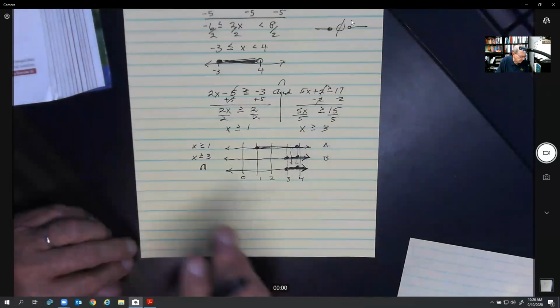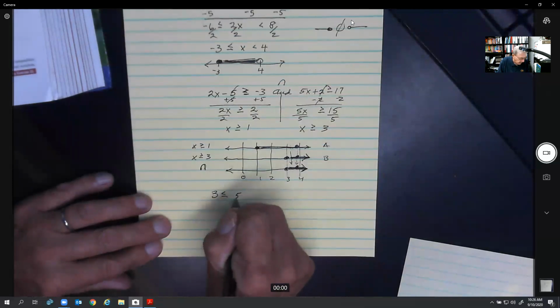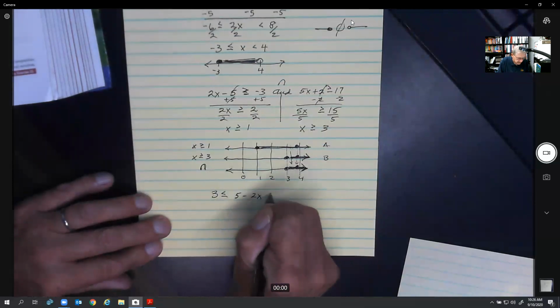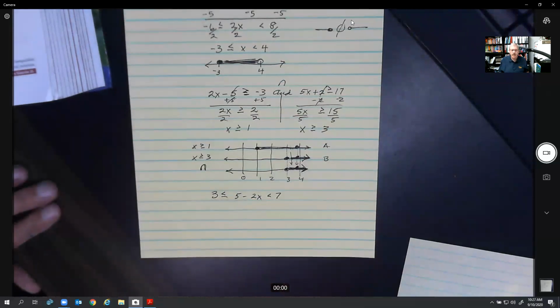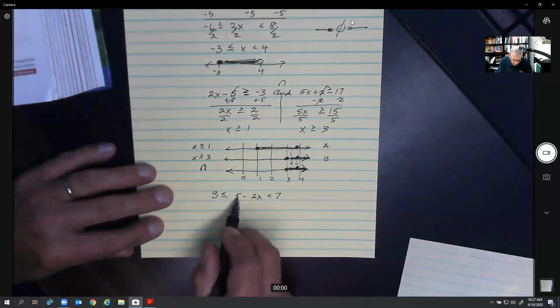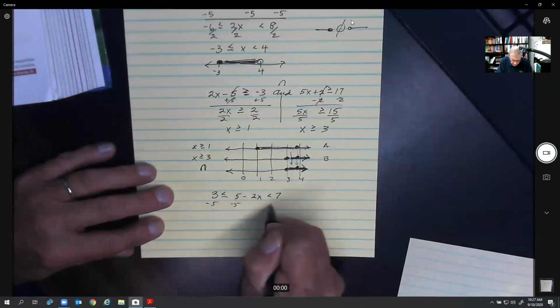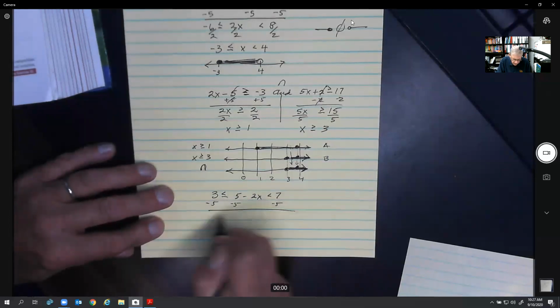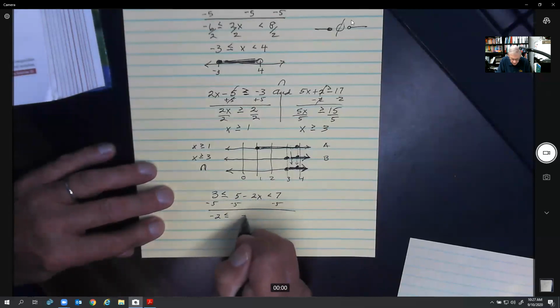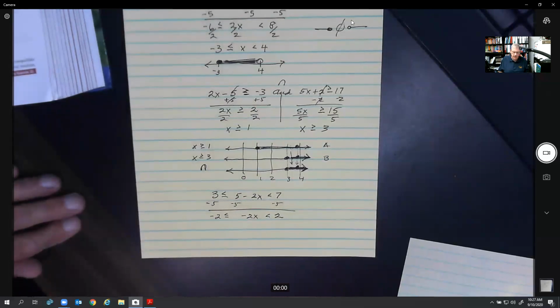Okay, let's try one more. I got a little bit of room here. Here's one. 3 is less than 5 minus 2x is less than 7. Okay, we want to solve this. Start from inside. Let's get rid of this 5. We're going to subtract a 5 from everything. On this one, it's probably easier not to write shortcuts. Sometimes they're good, but sometimes they can get confused.